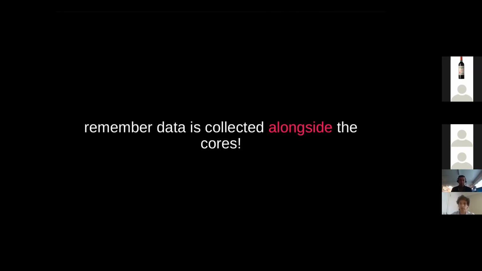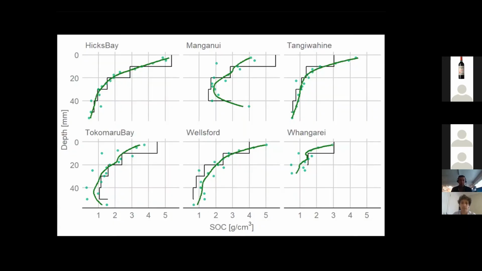Even for that core scanner, we still collect data at regular intervals alongside the core. That's the green dots on this plot. So that allows us to get very high resolution information of carbon stocks down those soil cores, and that opens ways to try to understand what happens in terms of processes in this soil. If you get that Manganui soil, for example, you can see a very high value at the bottom, which probably suggests there's a buried topsoil. So maybe slow processes have been burying previous topsoils, which then shows on the core.